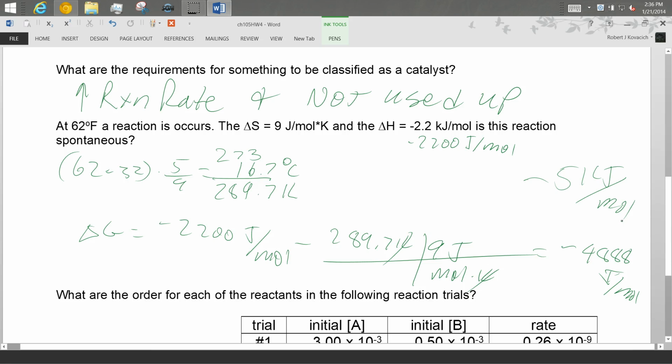And is this reaction spontaneous? Did we know that before you did the math? You did, because it lost energy and it gained disorder. So we knew it was going to be spontaneous before we did the math.